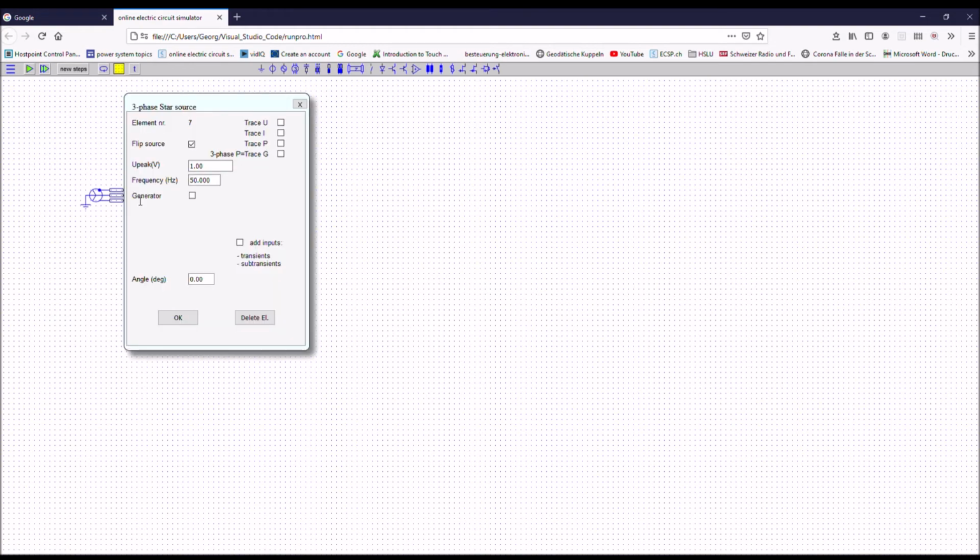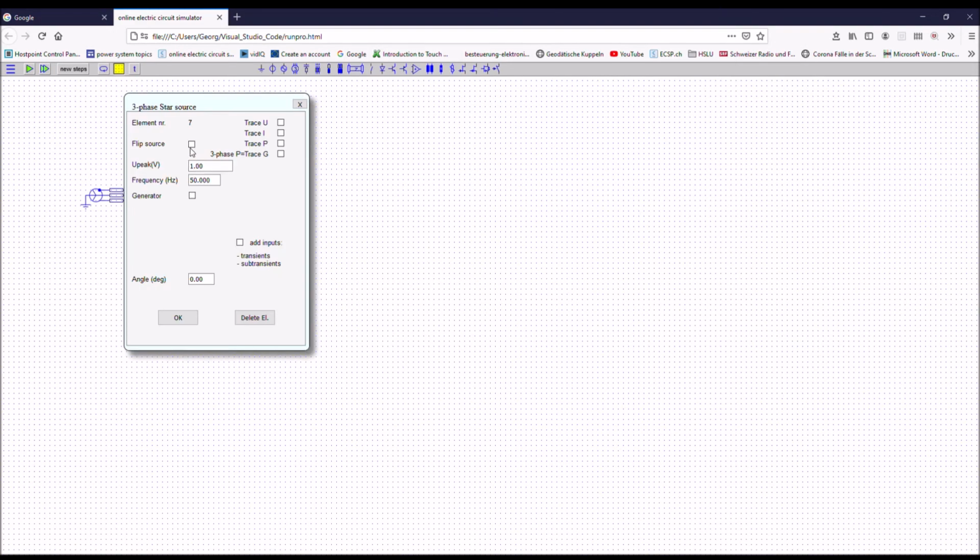You can also flip the phases if you go to the entry mask, to the input mask, and you flip it here, so it has the same effect. So you can flip it here, the entry mask, or here. Flip, flip. There are 2 types of sources with a small little difference.